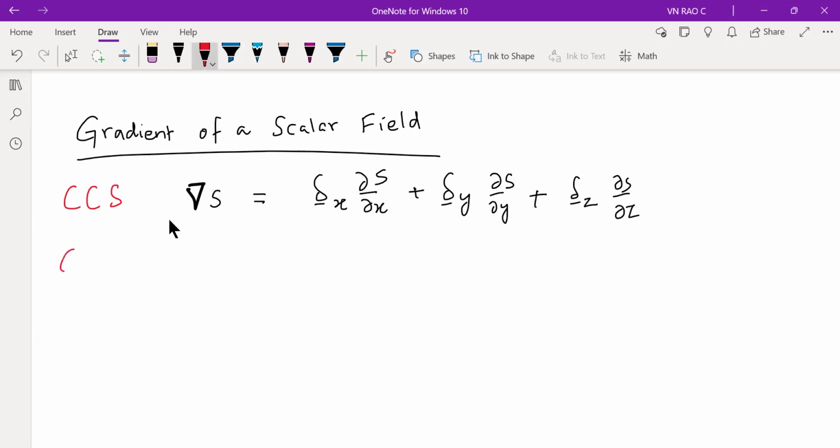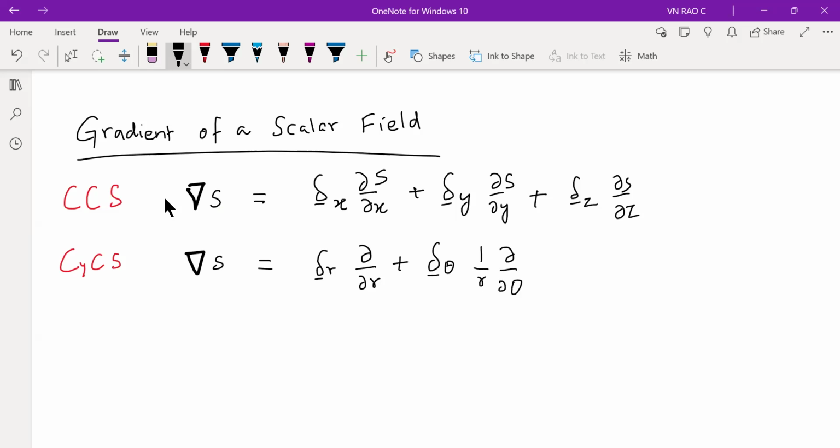Now, if we want to write it in cylindrical coordinate systems, so del, and then if I write this as cylindrical coordinate systems, what is the del operator which is defined? So this is like this: plus dou theta 1 by r dou by dou theta, plus delta z dou by dou z. So this is the del operator in cylindrical coordinate systems.